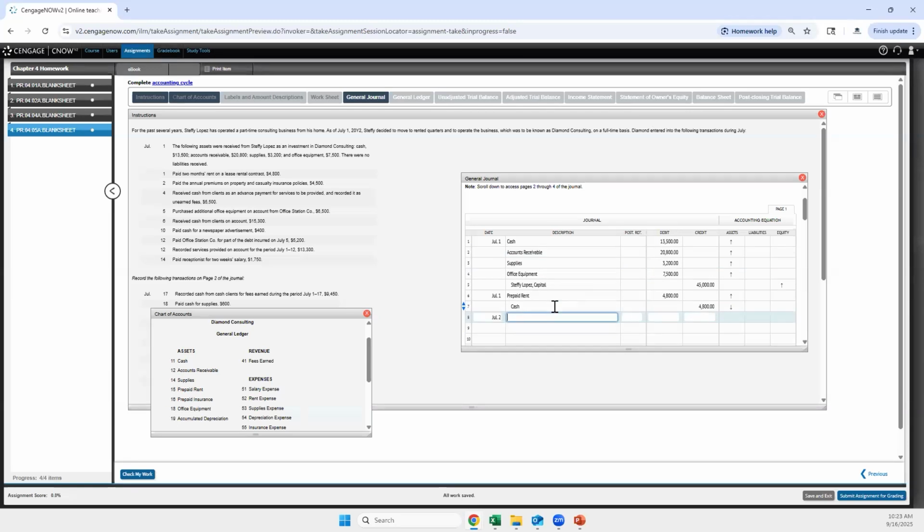Our next entry is July 2nd. Paid annual premiums on property and casualty insurance. So that's going to be a prepaid insurance, which we can see is in our chart of accounts. And then our credit to cash.